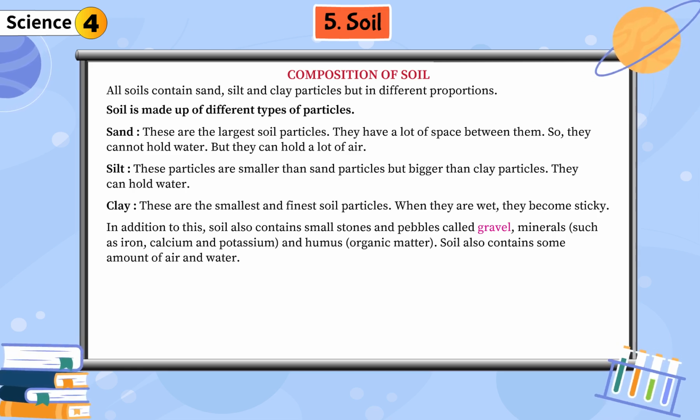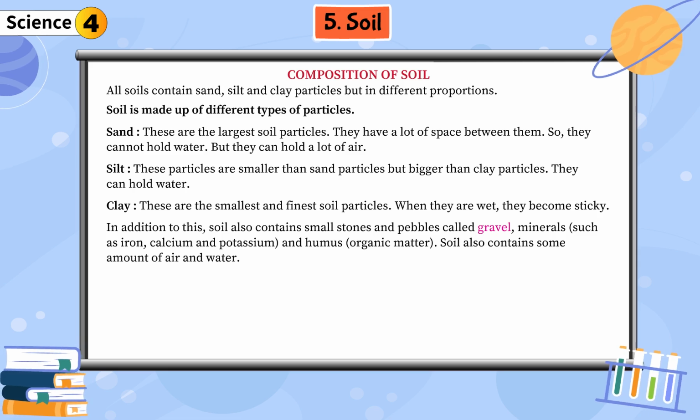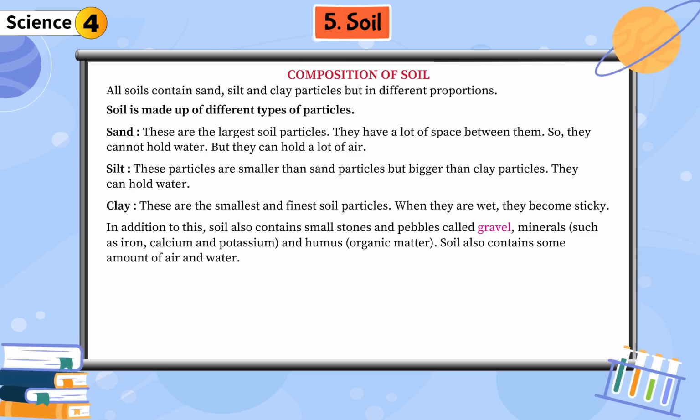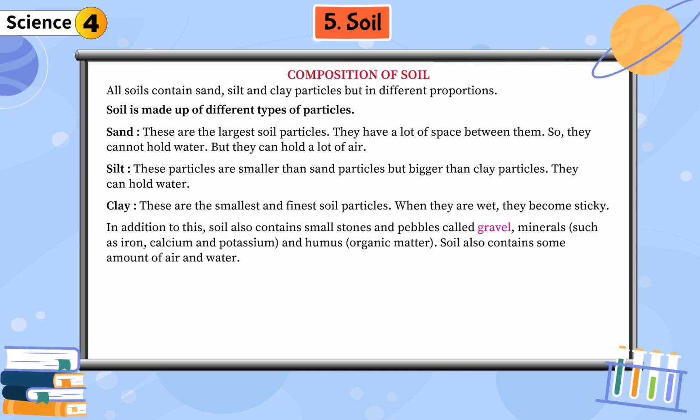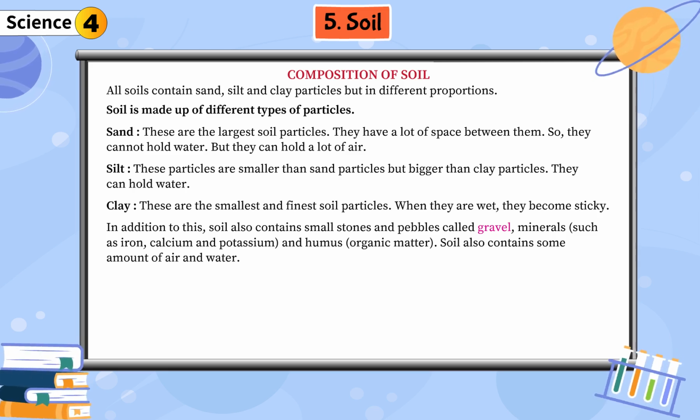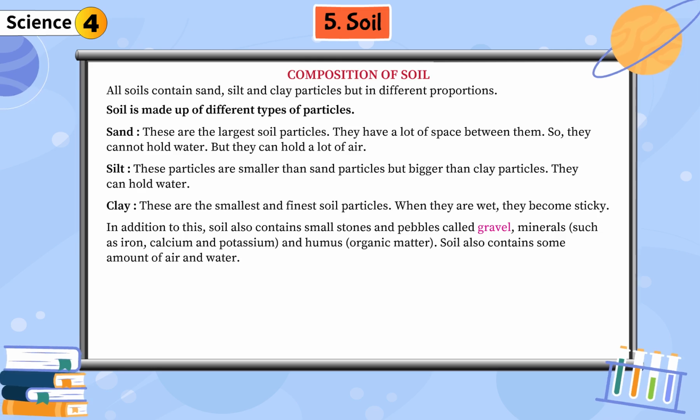Silt: these particles are smaller than sand particles but bigger than clay particles. They can hold water. Clay: these are the smallest and finest soil particles. When they are wet, they become sticky. In addition to this, soil also contains small stones and pebbles called gravel, minerals such as iron, calcium and potassium, and humus organic matter. Soil also contains some amount of air and water.